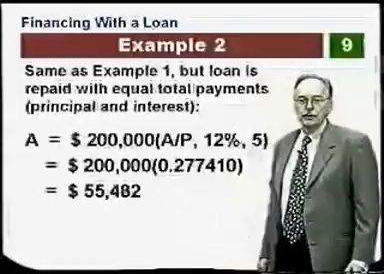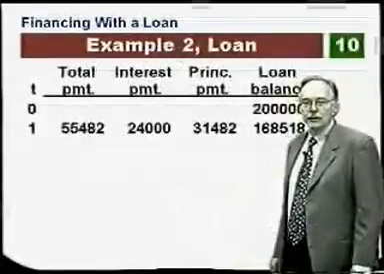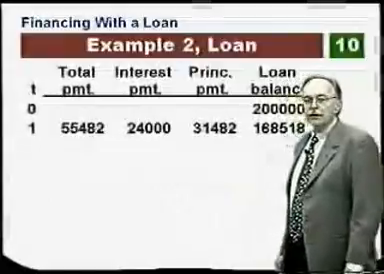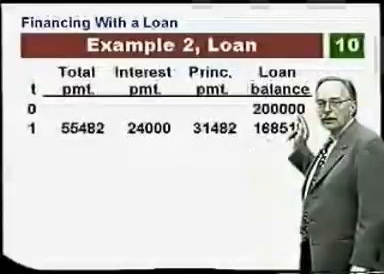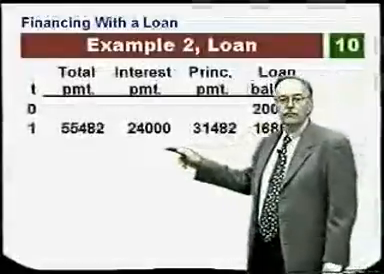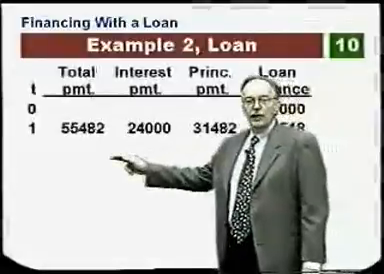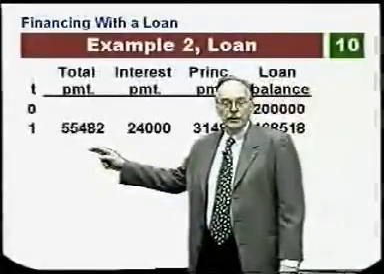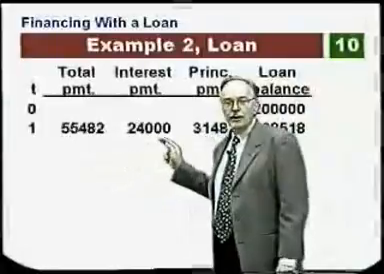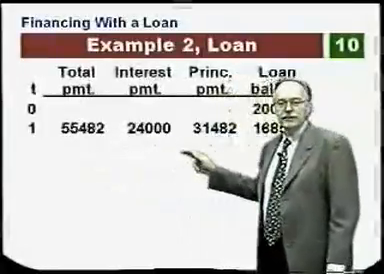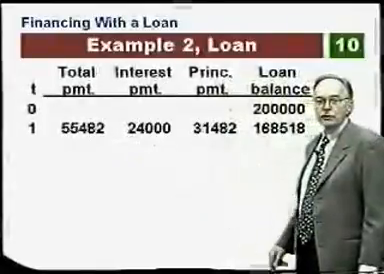And we need to split that into interest and principal. So let's go ahead and do that with this loan schedule. Here again, very similar loan schedule, but the numbers are a little bit different. $200,000 loan is going to generate, at 12%, $24,000 interest. The total payment is fixed, $55,482. We obtain that using the capital recovery factor. When we subtract the interest from that, that leaves us with $31,482 to reduce the loan balance.